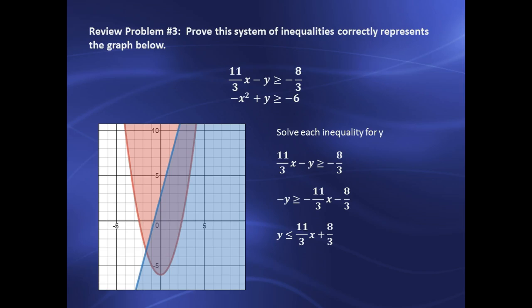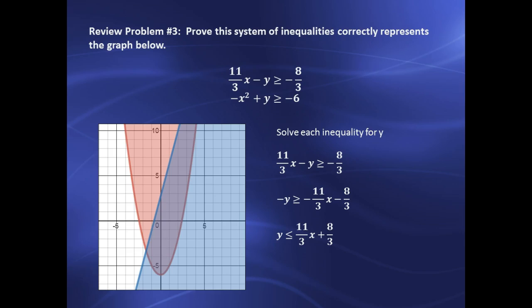Our last example. You need to prove that this system of inequalities correctly represents the graph. Okay, now how do you go about doing that? Well, you need to take each of these inequalities and put them in y equals form. In other words, you need y equals mx plus b form for the linear and a standard form quadratic for the quadratic.